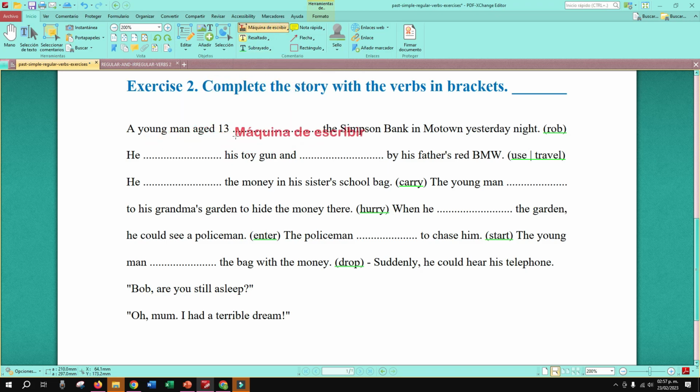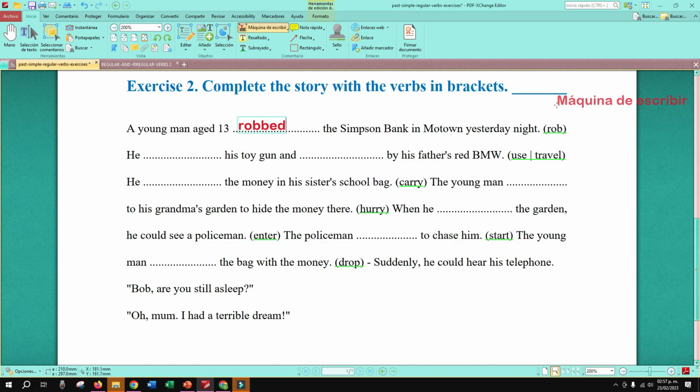A young man, age 13, that seen somebody in mountain yesterday night. Rob, right? Which could be the correct form here? If we need to use rob. ¿Cómo queda esa pregunta? Yes.